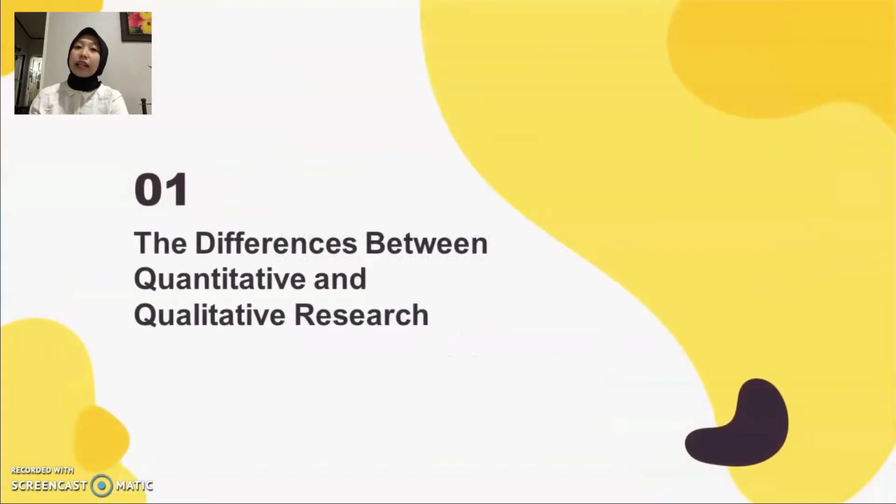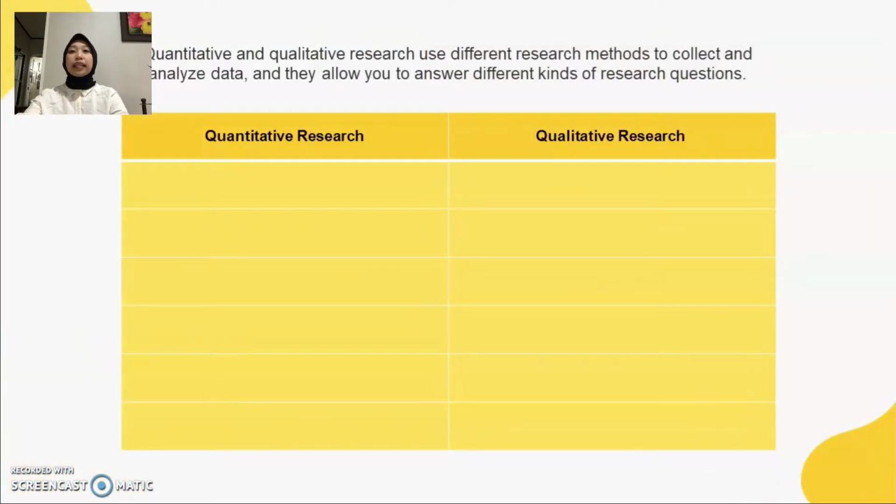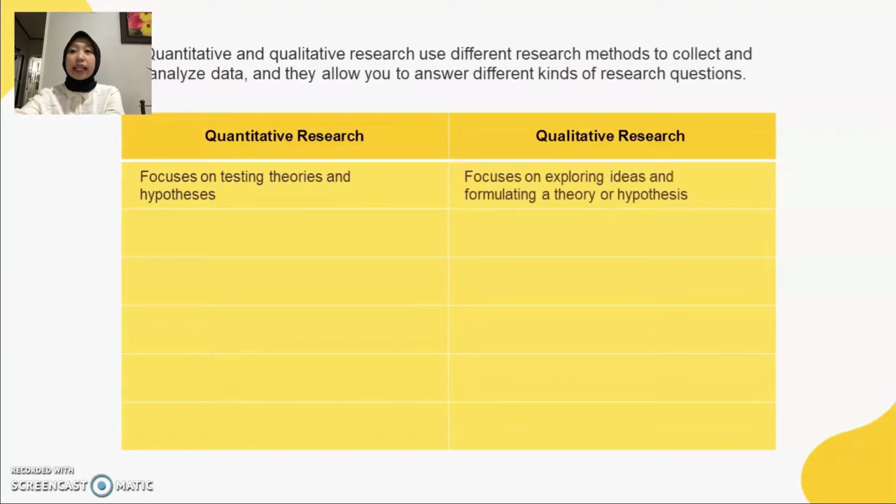The first content: the differences between quantitative and qualitative research. Quantitative and qualitative research use different research methods to collect and analyze data, and they allow you to answer different kinds of research questions. Quantitative research focuses on testing theories and hypotheses. Qualitative research focuses on exploring ideas and formulating a theory or hypothesis.